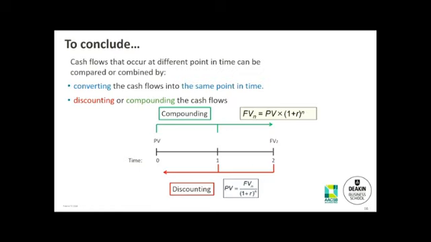Let's say a short conclusion before we move to the next part. To conclude, cash flows that occur at different points in time can be compared or combined by converting the cash flow into the same point in time. We can either compound them for future value or discount them for present value. Do you agree? And that's how we work out future value and discounting value.